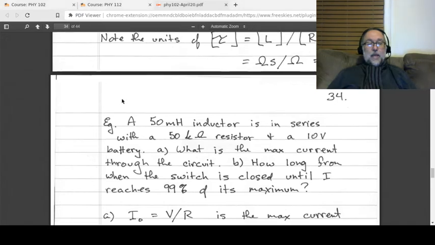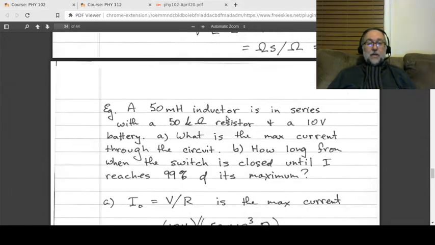So a 50 millihenry inductor is placed in series with a 50 kilo ohm resistor. Again, 50 kilo ohms is a typical resistor too, and a 10 volt battery. So we have all three in series, and this is equivalent to the switch being in position 1. And so what is the maximum current through the circuit? That's question number 1. And how long does it take, from when the switch is closed, until the current reaches 99% of its maximum?